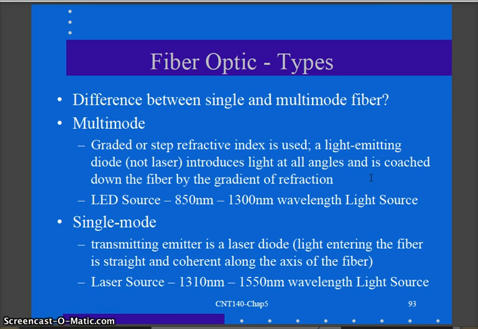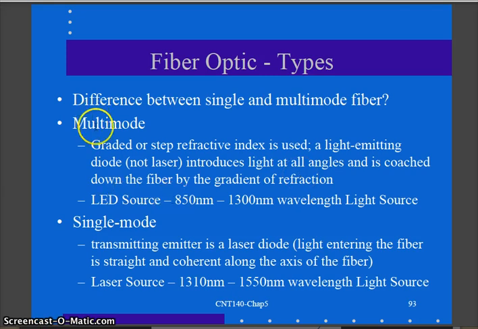Well, my core and cladding have different indices of refraction, and as the light tries to leave the core, the cladding has a different index of refraction. It's going to try to bend it and keep it back into the core. It's going to play goalie, if you will, and keep it in play. So as I look at this, it introduces light at all angles, and is coached down the fiber by the gradient of refraction. That's exactly right. The cladding is going to bend it and keep it back in the core.